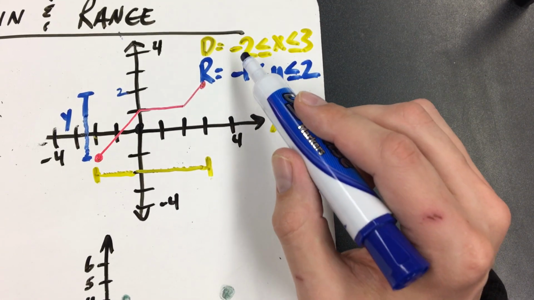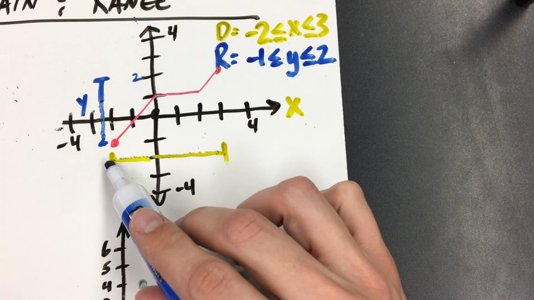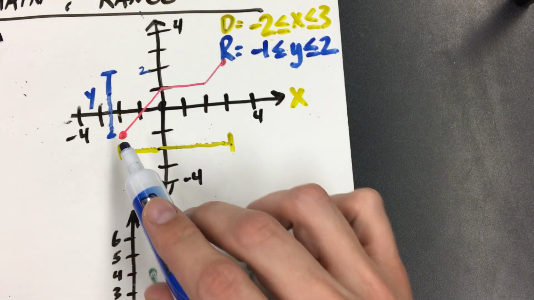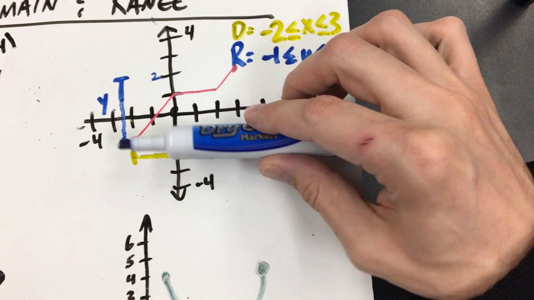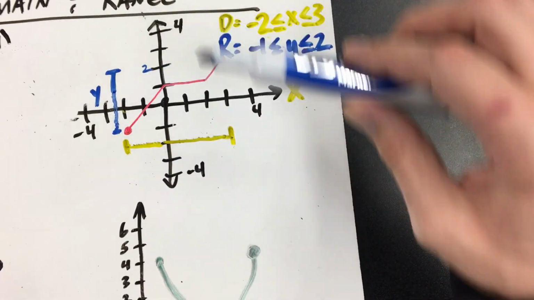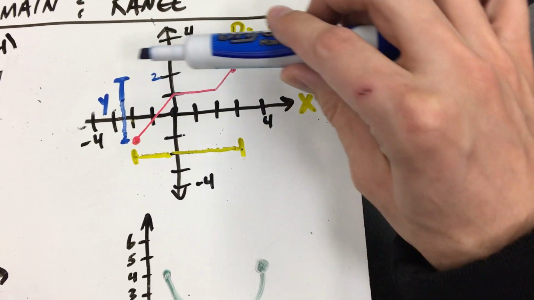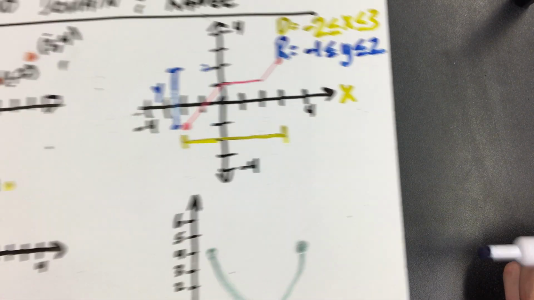So you just have to say, hey, the domain on the x-axis, it went from -2 all the way to +3. That's how far to the left and to the right it went, right? And then the range is how tall is this thing? Well, it starts here and it goes all the way up to here. It starts at -1 on the y-axis, and the high point is at +2 on the y-axis.